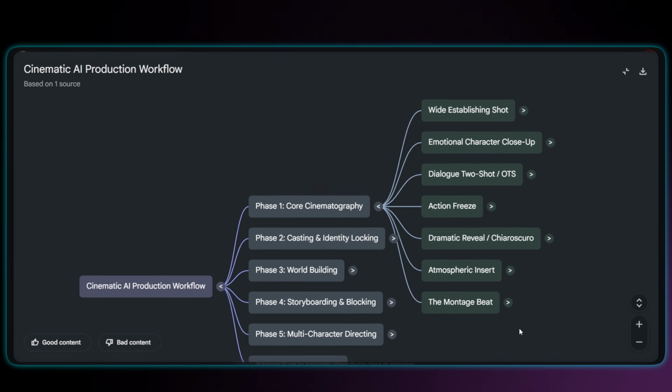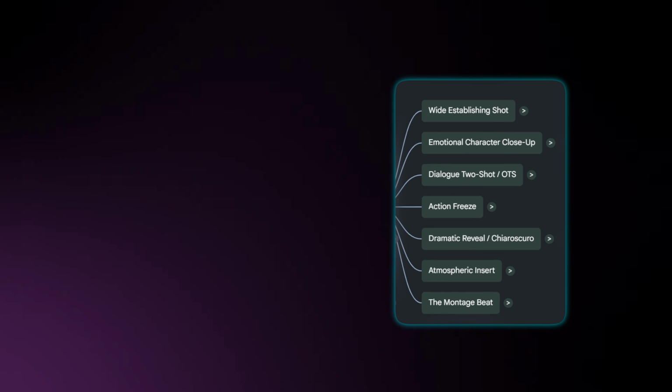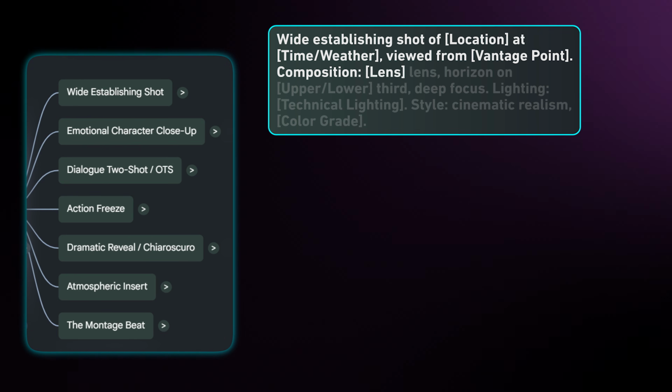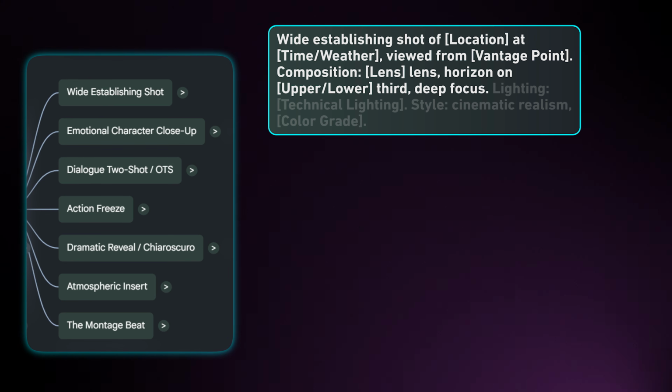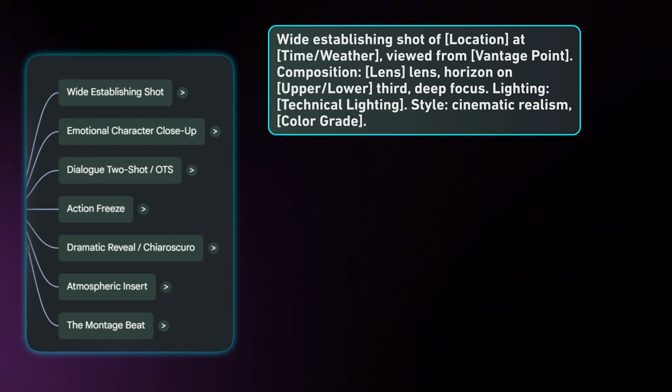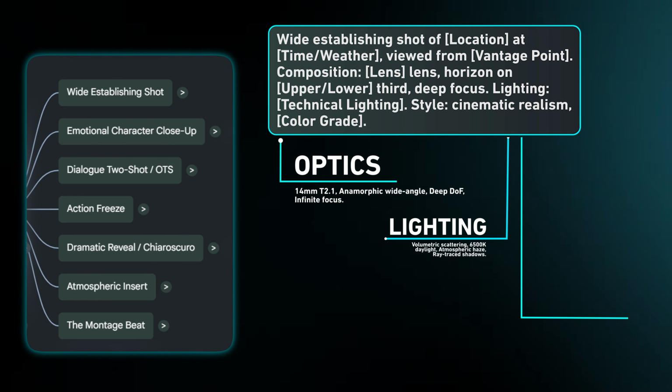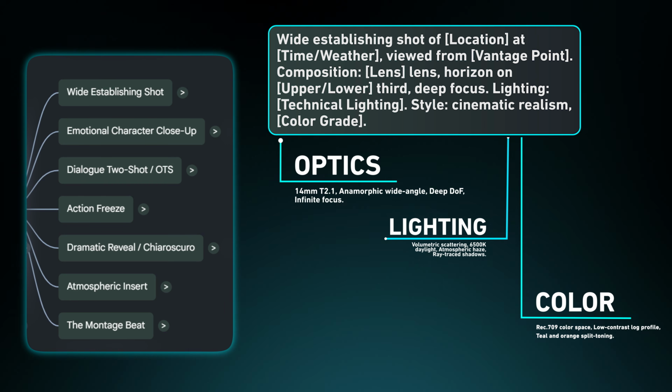First up, the wide establishing shot. Use this at the start of a scene to anchor your geography and scale. By filling the brackets with the technical keyword bank, you're telling Nano Banana 2 exactly how to handle the optics and the atmosphere. I've put all the templates and keywords in the description.